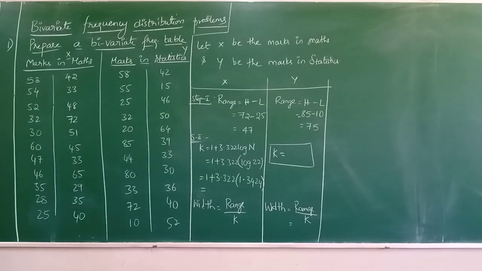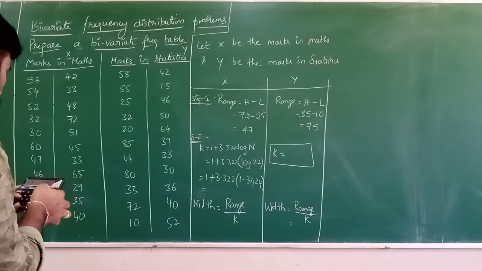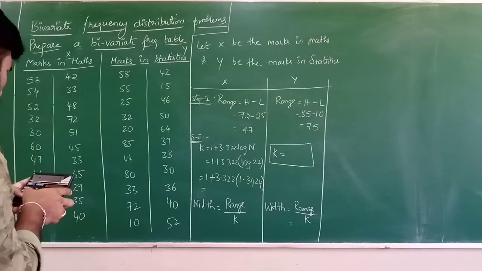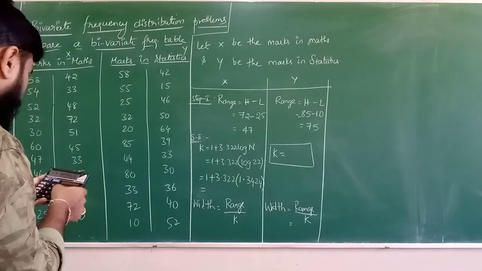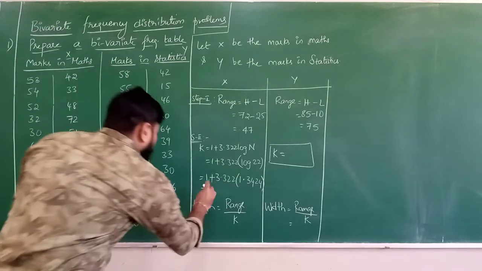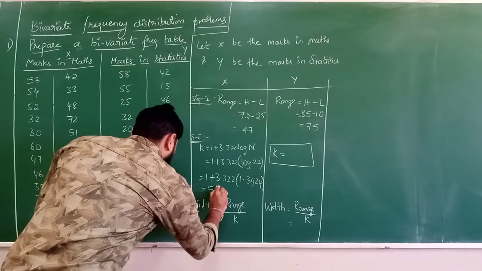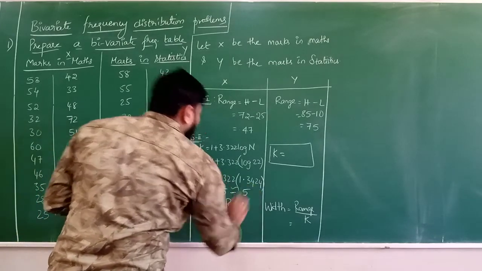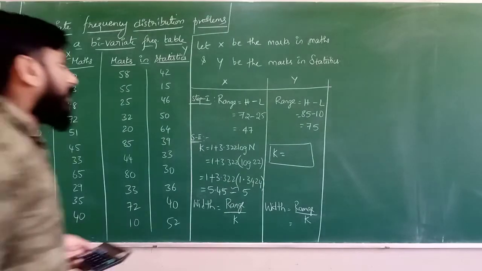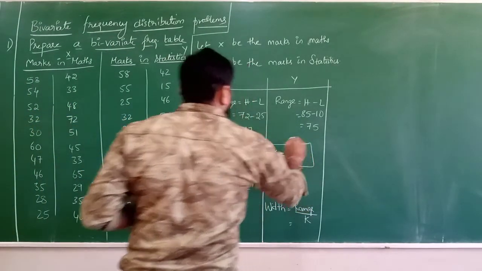Yes, look here now. 3.322 into 1.3424 plus 1. So here you will be getting 5.45, approximately 5 classes. Even here also 5 classes.